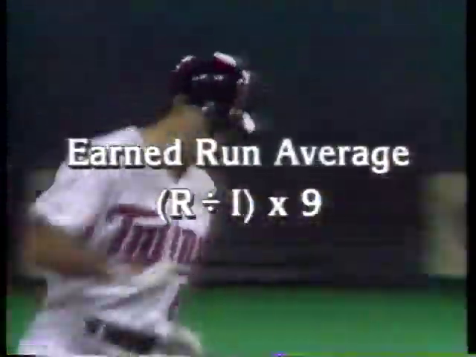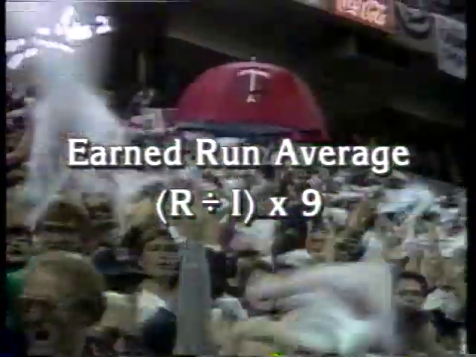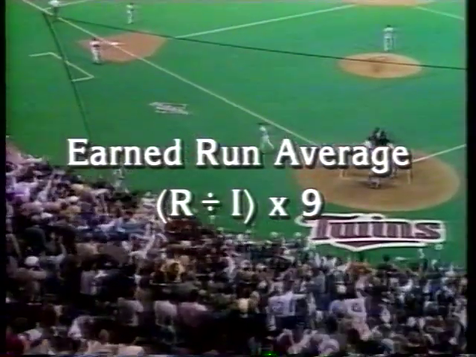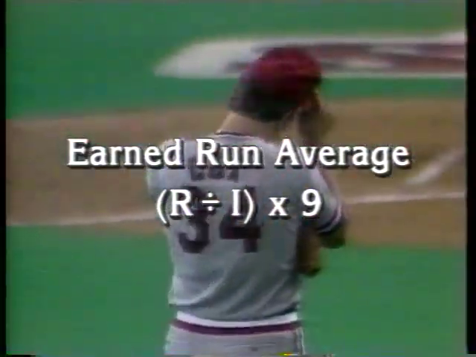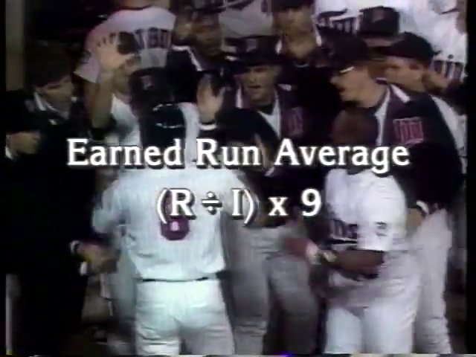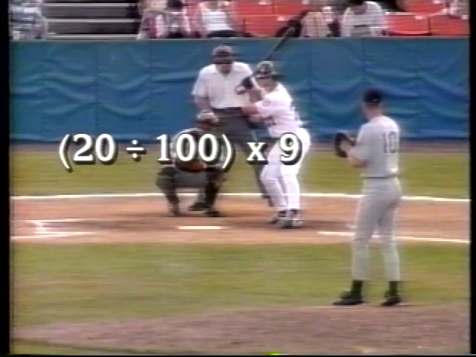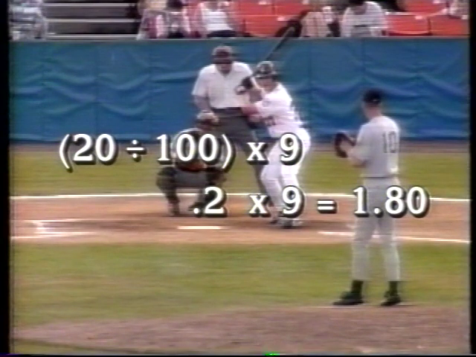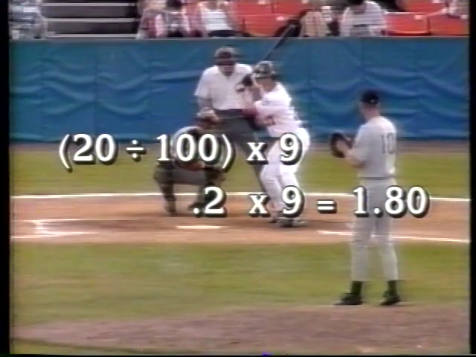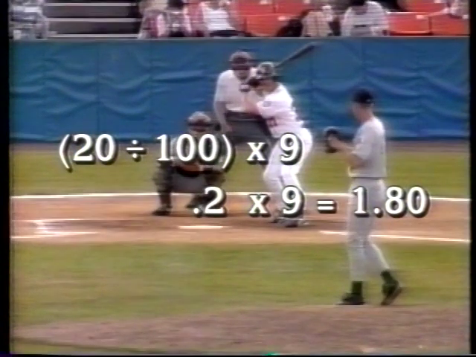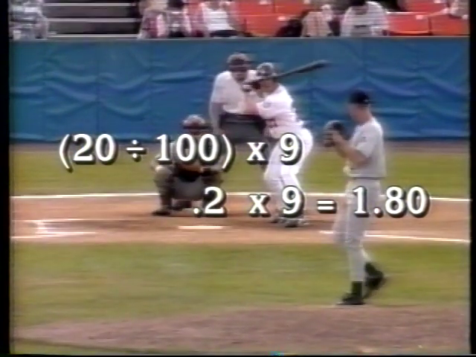The earned run average is the number of runs, except those caused by errors, scored against a pitcher divided by the innings he has pitched, then multiplied by 9, the number of innings in a game. If a pitcher allows 20 runs in pitching 100 innings, the earned run average is 1.80. This means that the pitcher allows fewer than 2 earned runs per 9-inning game, which is a very good earned run average.